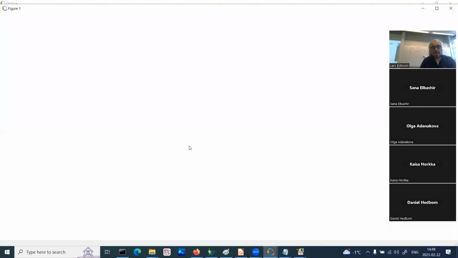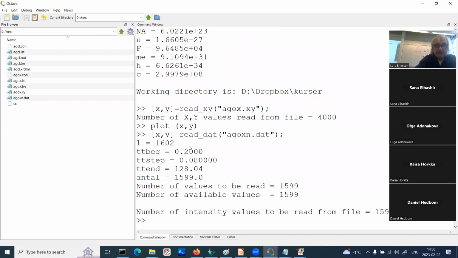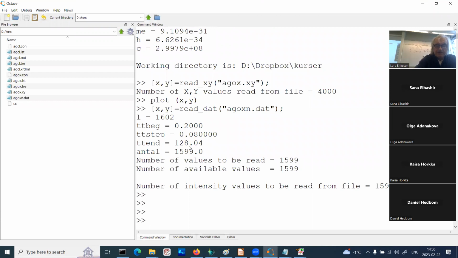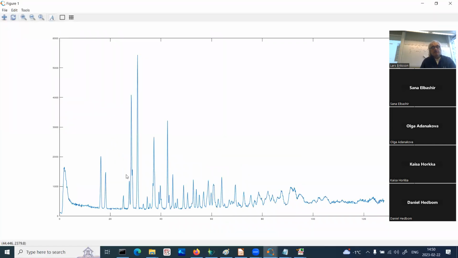And the neutron data then, how does that look? Let's see if I can read it. This is another type of file, so we'll see if we can. Yeah, it worked. 1599. Well, it's approximately the same tendency, a lot of information in the beginning and then less and less.